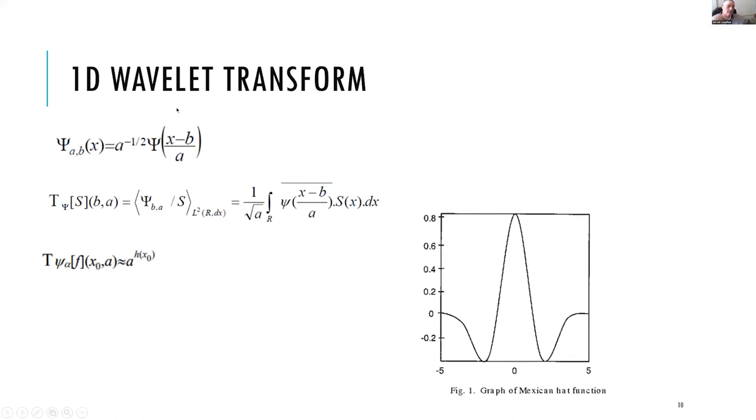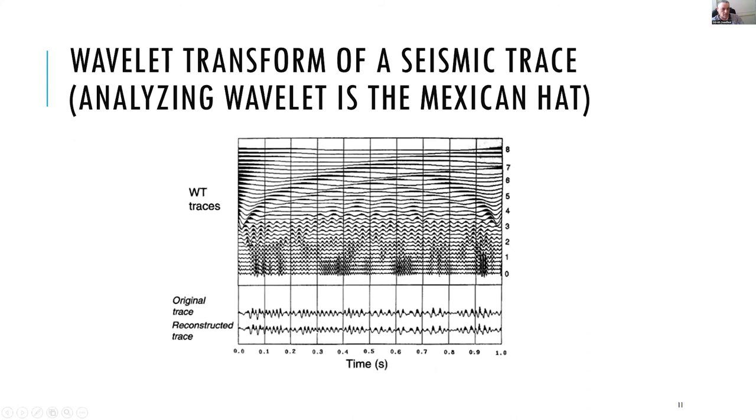The wavelet transform has been greatly used to estimate the Hölder exponent. The wavelet transform is a simple convolution of a signal by the analyzing wavelet, or by translated and dilated versions of the mother wavelet. The Mexican hat is a famous analyzing wavelet. This is an example of analyzing seismic traces using the Mexican hat.